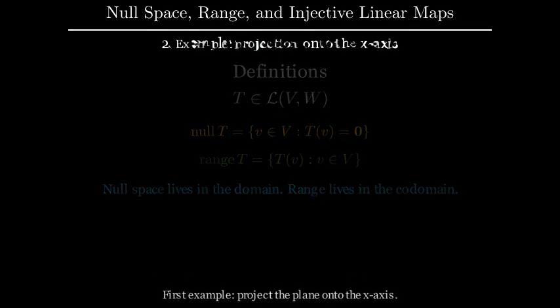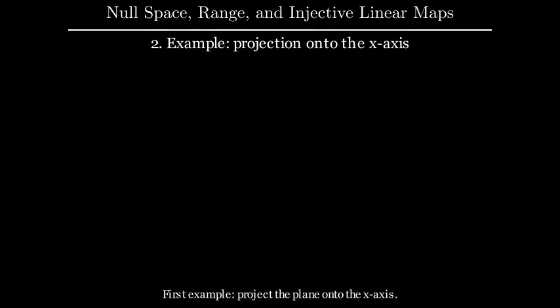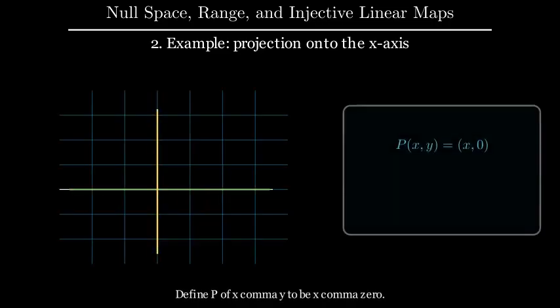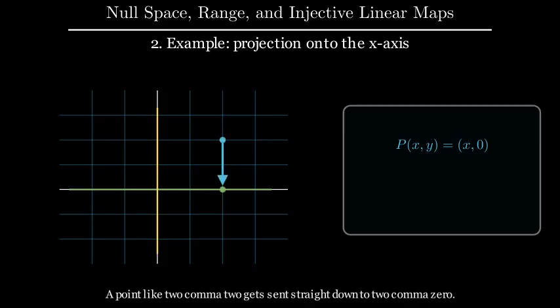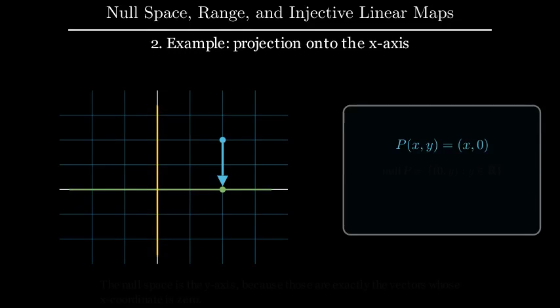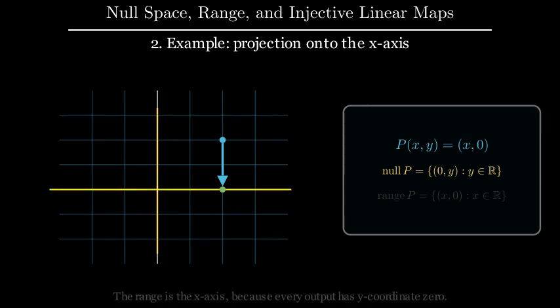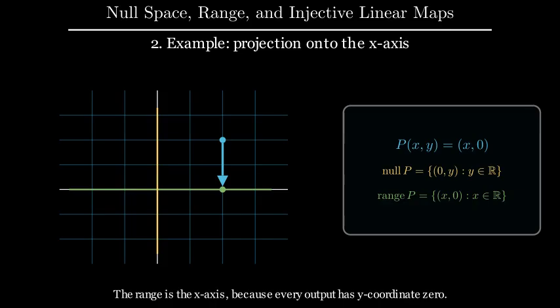First example, project the plane onto the x-axis. Define P of (x, y) to be (x, 0). A point like (2, 2) gets sent straight down to (2, 0). The null space is the y-axis because those are exactly the vectors whose x-coordinate is 0. The range is the x-axis because every output has y-coordinate 0.